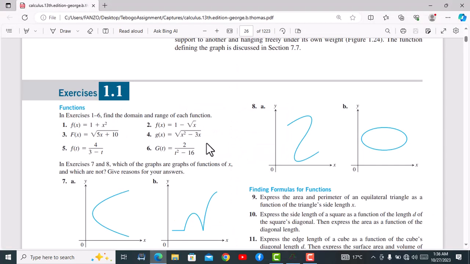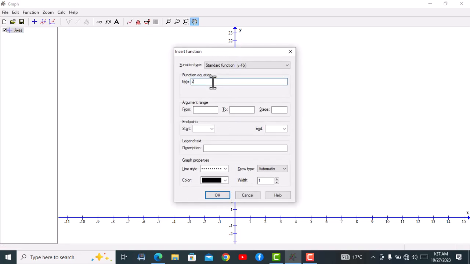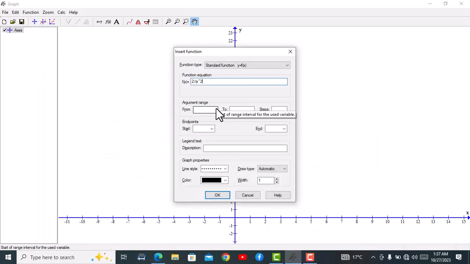So let's go here and try to find this: 2 divided by t squared minus 16. I'm going to use x for that. So I have the following. Let me come here and say a function: 2 divided by x squared minus 16.